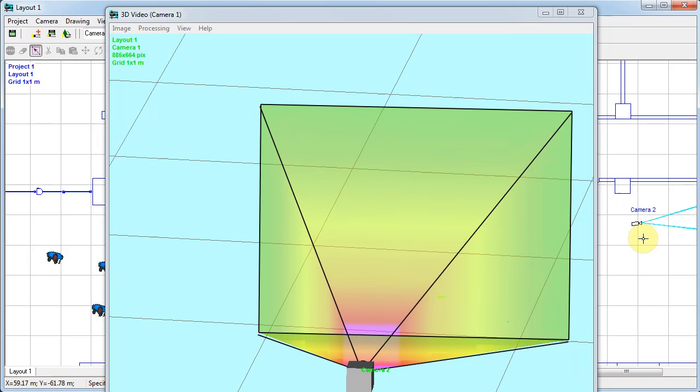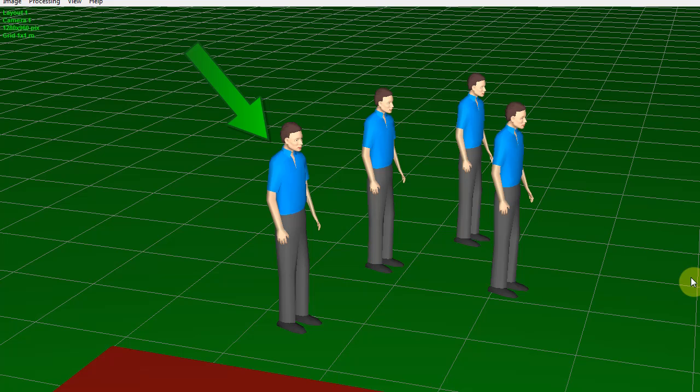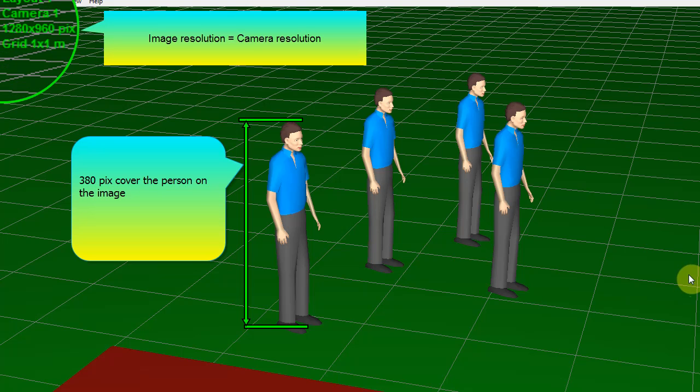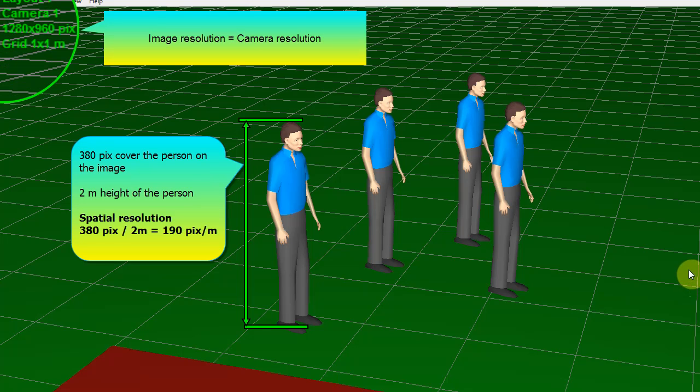To measure the spatial resolution at the location of an object on the image with resolution equal to the resolution of the camera, it is necessary to divide the number of pixels that cover the object vertically or horizontally by the height or width of the object, respectively.